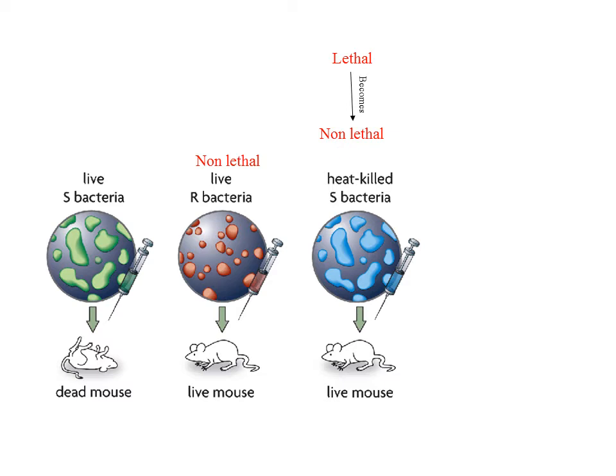Now what Griffith did was he took the deadly virulent strand and he heated it. Let's say he boiled it for an extremely long time. And when you boil something, you denature proteins, you destroy the integrity of the entire organism. So he heated the deadly bacteria, the S form, and then he injected that heated deadly form into a living mouse, and the mouse lived.